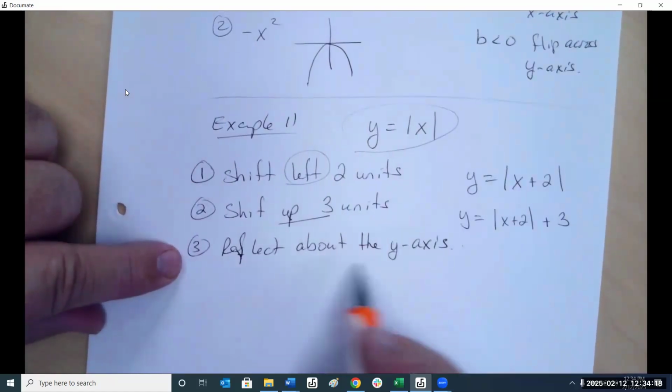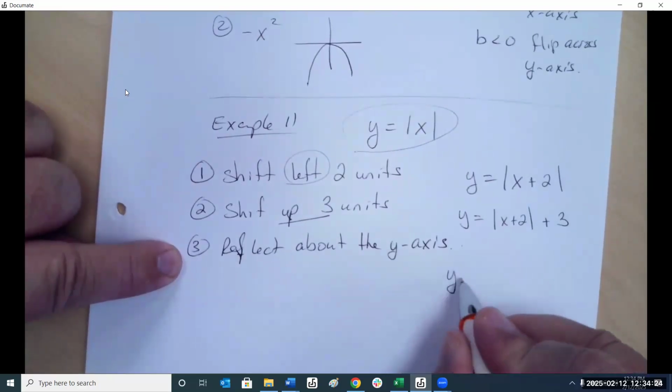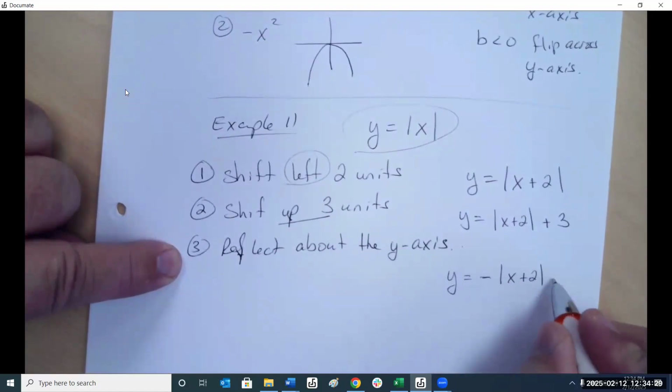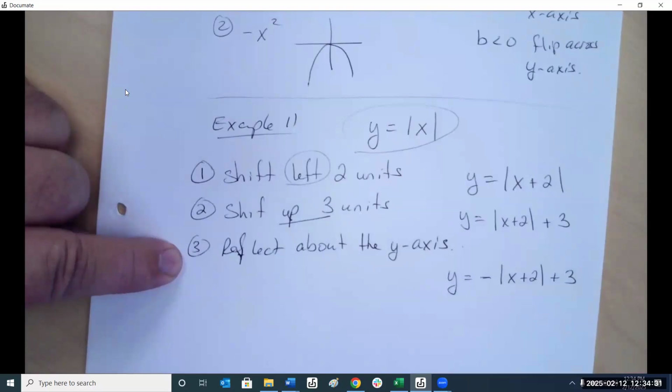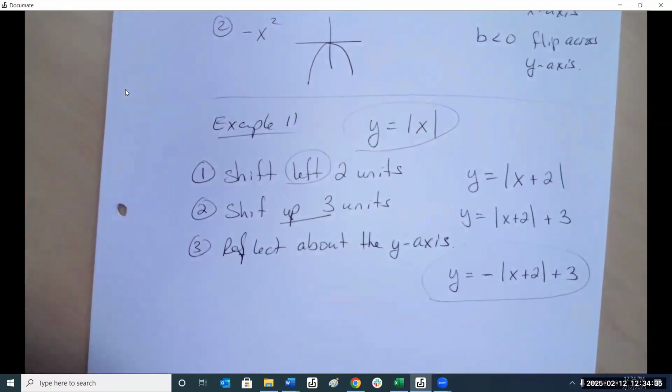But now I'm going to reflect it across the y-axis. What changes there? Put a negative in front of the absolute value. Yeah, the coefficient of the function changes to be a negative. There's your new equation. Very good.